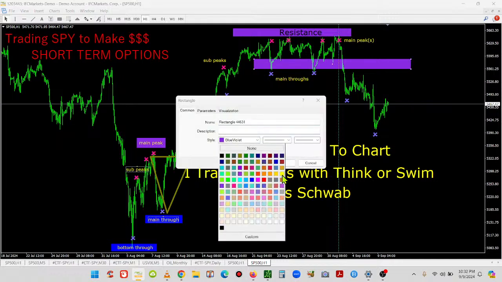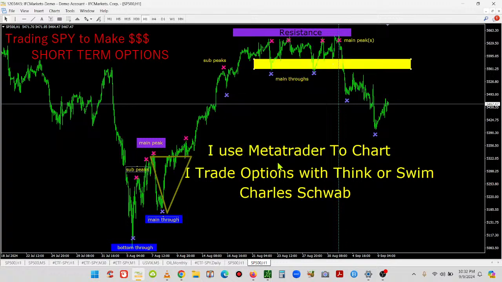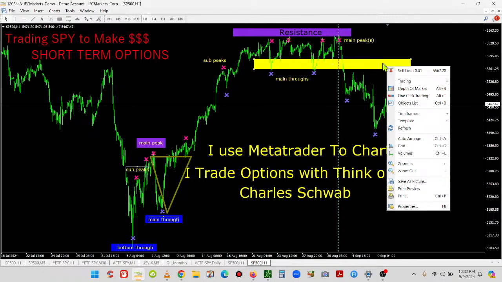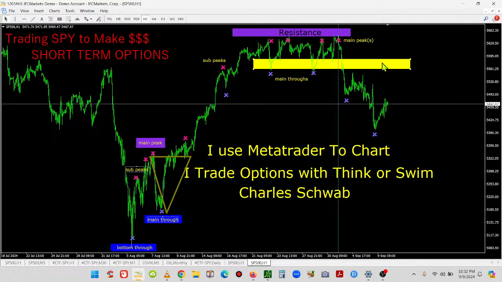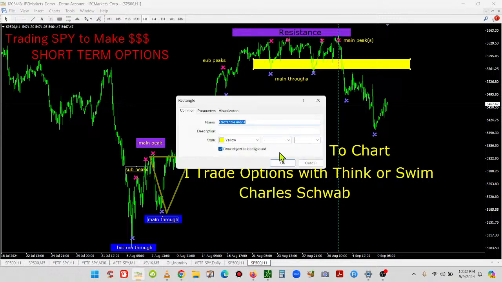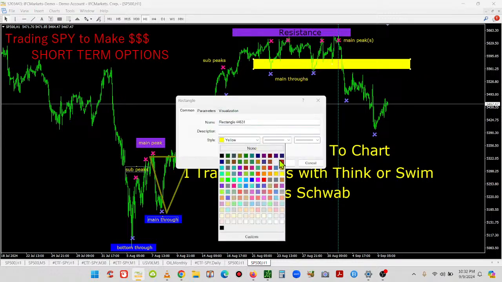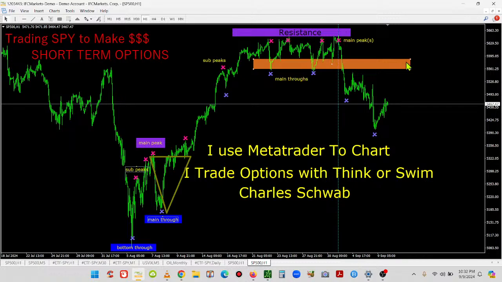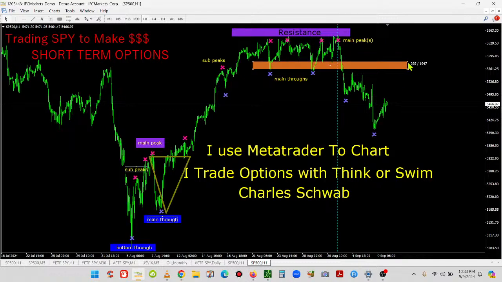So, we have an area right here in question. And we're looking at the S&P 500. And we're trying to discover why did it stall out in here? I like that color. I like chocolate. There we go.